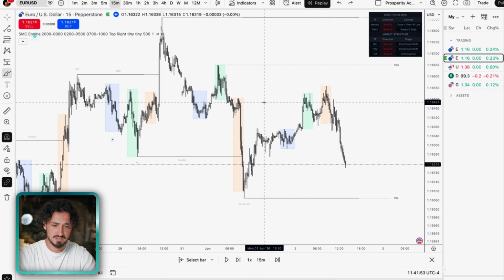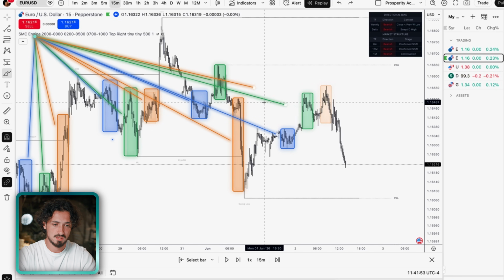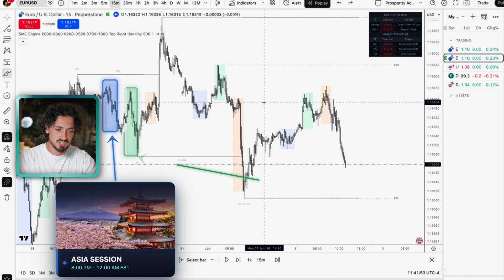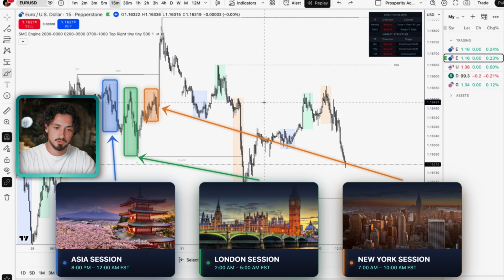You see here 3 different boxes. And again, these are boxes that I personally built into my SMC engine, my own indicator, instead of just having to manually mark them every single day. So I have my Asia session, my London session, and my New York session. Asia is in blue, London is in green, and New York is in orange.